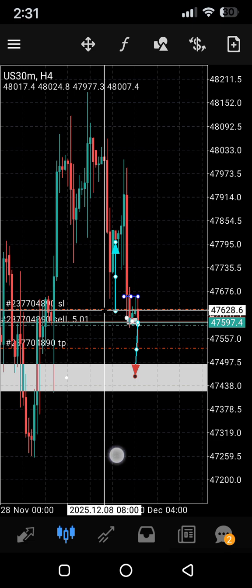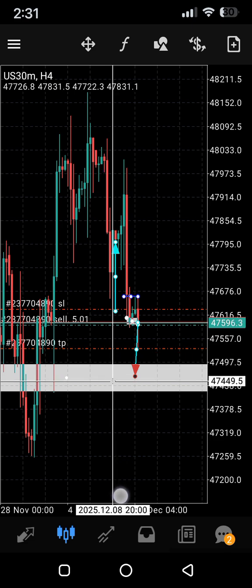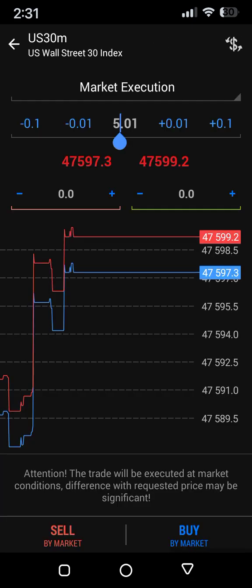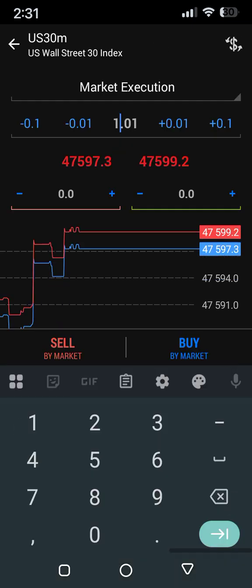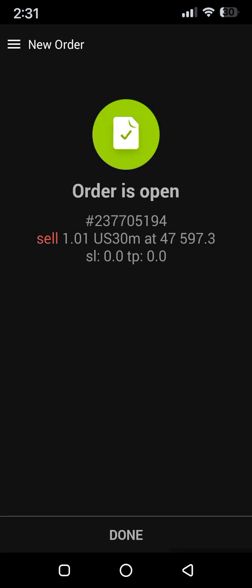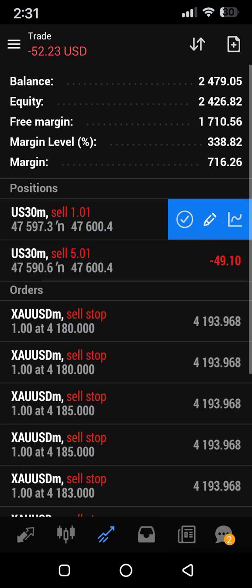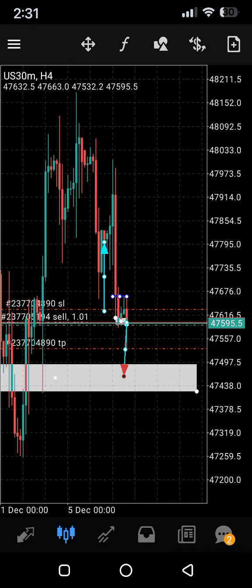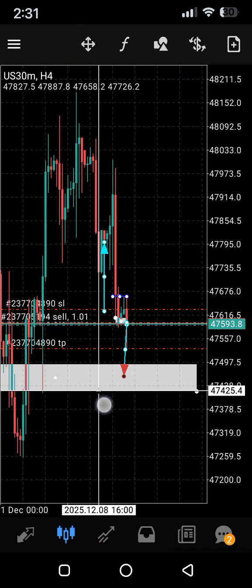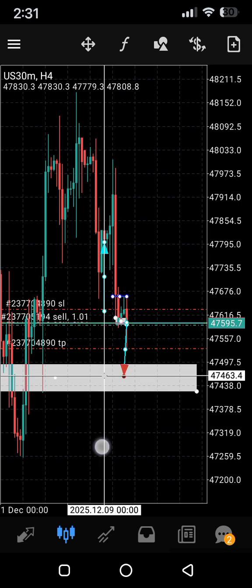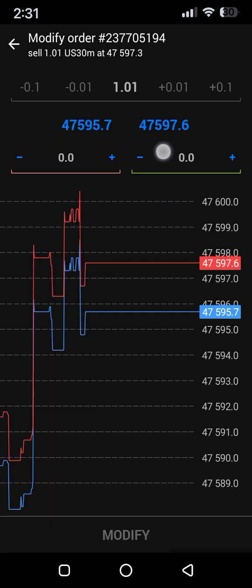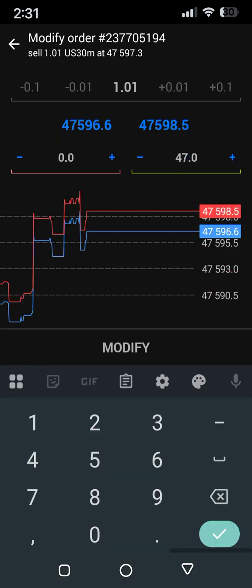So that will be around 47,449. So I'll enter in another position for sell, but this time it will be a little bit low risk. Okay, so 47,45. The level over here, what was it again? It was 47,463. So for this one, the TP will be 47,463.